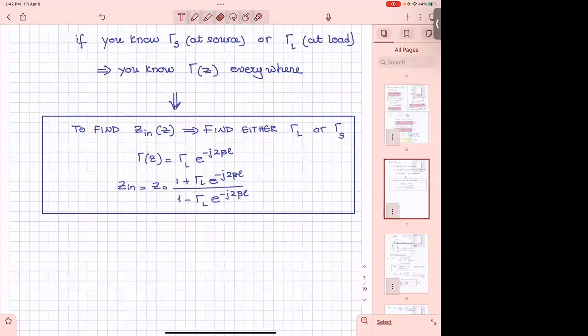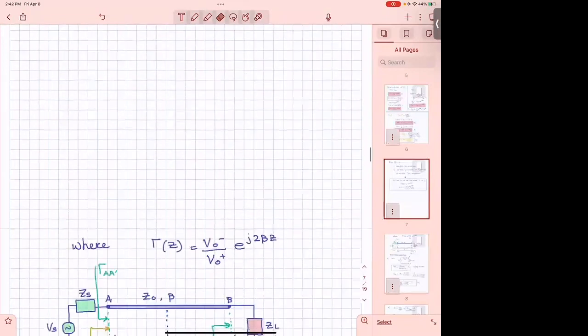So in any case, next time on Monday, we're going to start with different loads. That's where our examples will come into play.